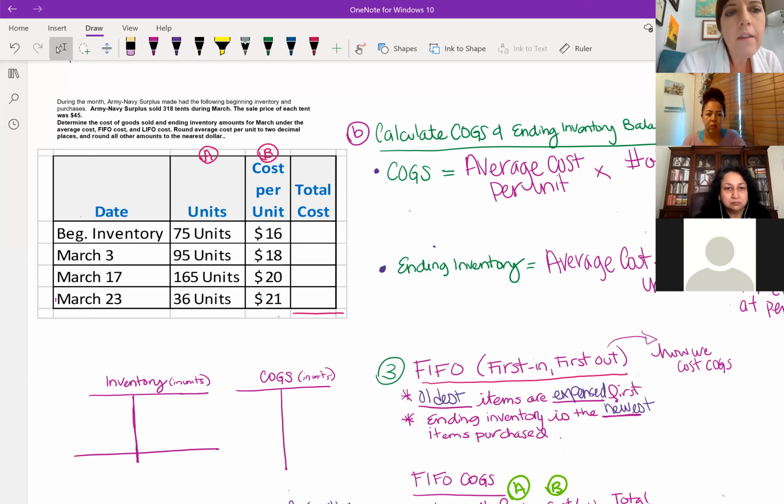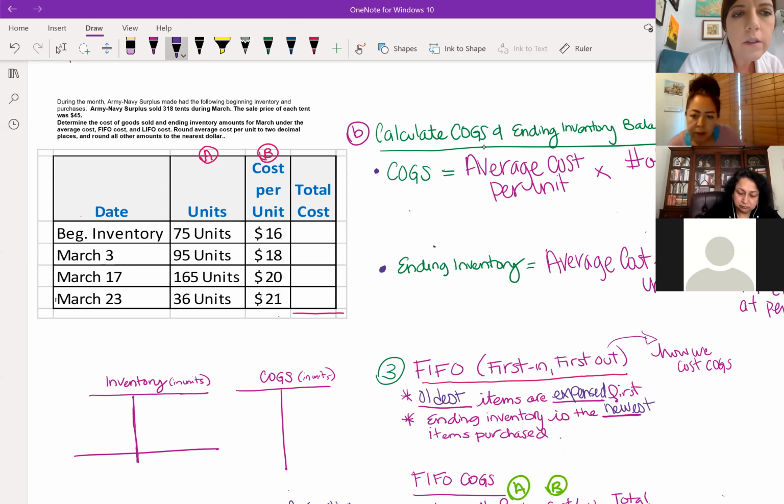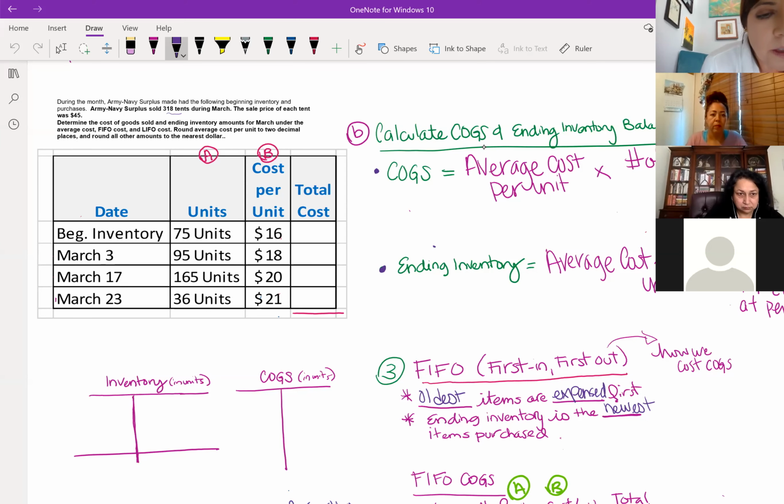During the month, Army-Navy surplus had the following beginning inventory and purchases. Army-Navy surplus sold 318 tents during March. The sales price of each tent is $45. We need to determine the cost of goods sold and ending inventory amounts for March under the average cost, FIFO, and LIFO. Round average cost per unit to 2 decimal places and round all the other amounts to the nearest dollar. Before you even get started, this is the record of inventory right here. We're going to calculate a few things.